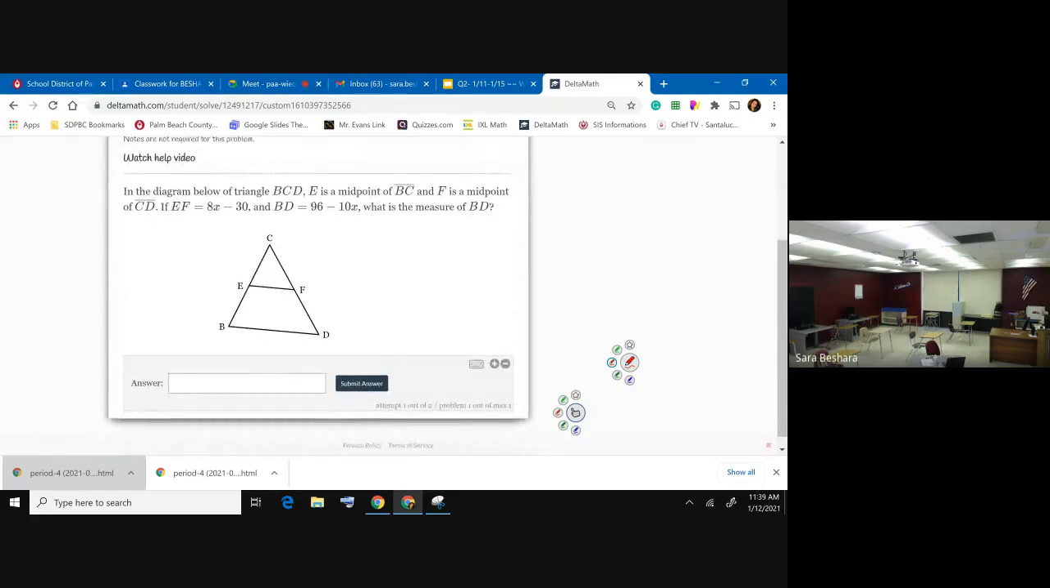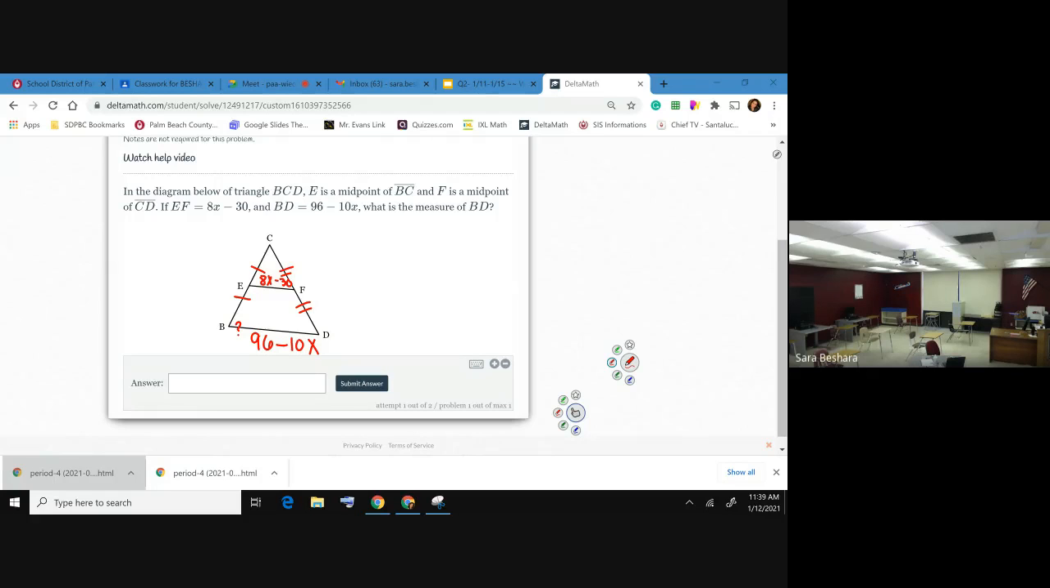All right, in the diagram here, it says E is a midpoint, so E is a midpoint of BC. F is a midpoint of CD. If EF is 8x minus 30, and BD is 96 minus 10x, find BD. So we need to find BD, so we need to find this. This is the mid segment.